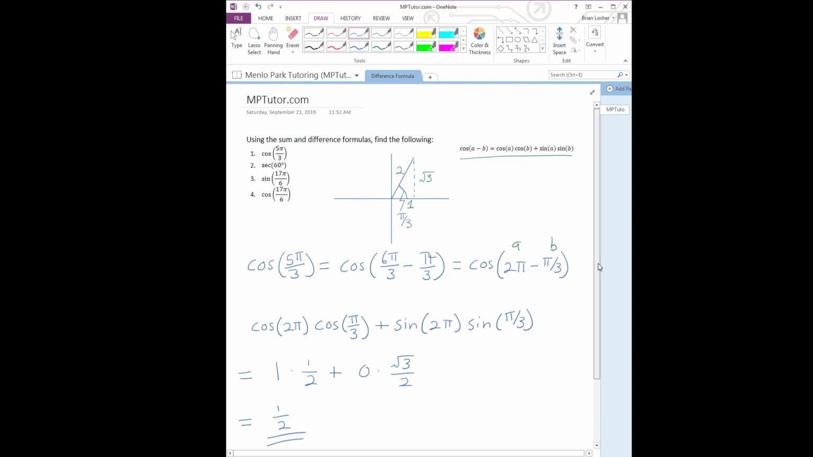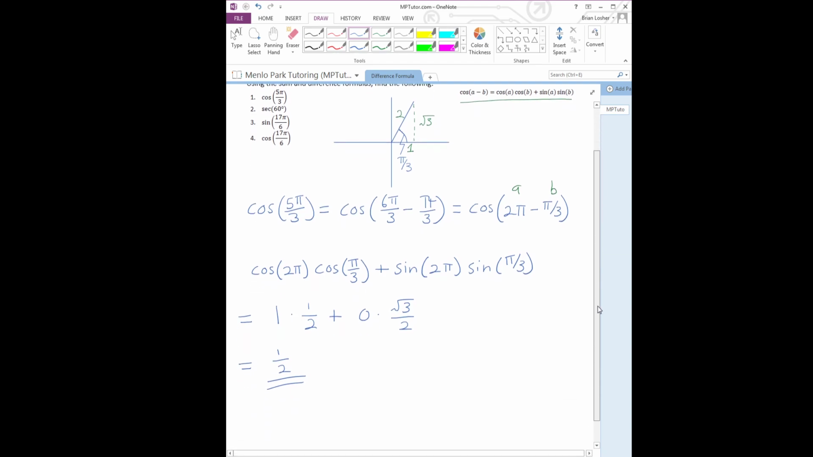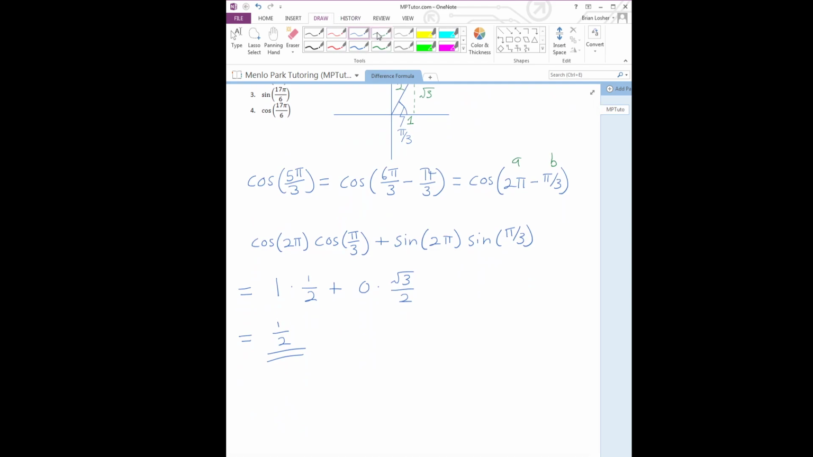Now, if you go down to number 3, you have something very similar. You have 17 pi over 6 as your angle, though. So take a look and see if you can make that work if you change 17 pi over 6 into 18 pi over 6 minus pi over 6. And let me know what you get.